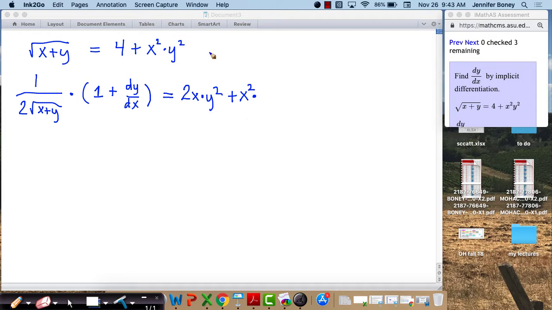So this is the derivative of a whole formula squared, you can think of it like that. So 2 times that formula, and then chain rule, times the derivative of that formula, the derivative of y, which is dy dx.